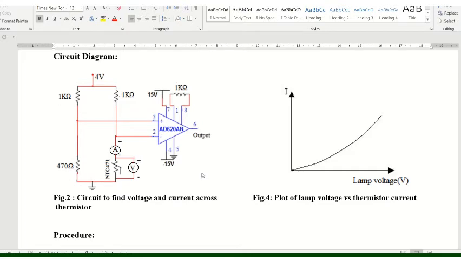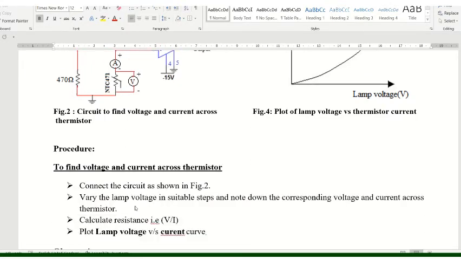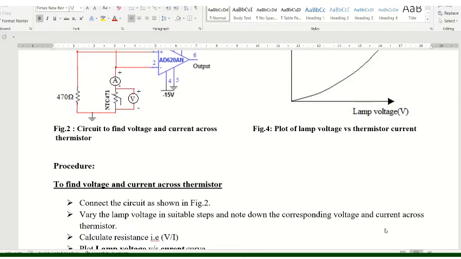Okay, to the output of which a lamp is connected. So by varying the dimmerstat, the voltage that you are feeding to the lamp will control the intensity of the lamp. That intensity of the lamp is nothing but used as the temperature on the sensor here. Okay, so the experiment is to vary the lamp voltage in suitable steps and note down the corresponding voltage and current across the thermistor.